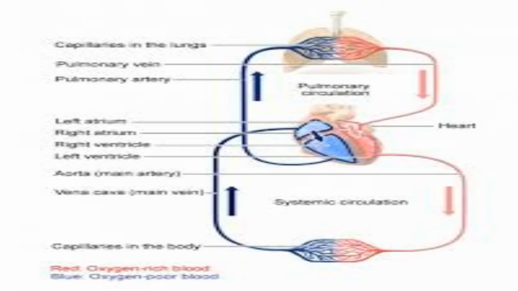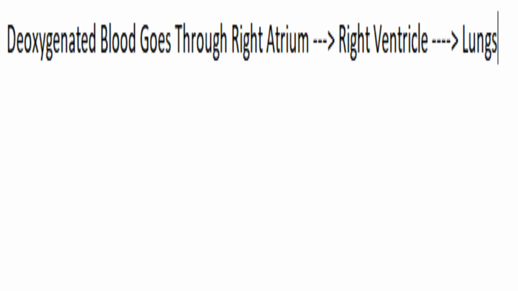From there, it's pumped to the rest of your body through the aorta, which is a very large artery. The oxygenated blood moves throughout your body, releasing oxygen and collecting CO2 or carbon dioxide. The deoxygenated blood returns to your heart and it goes through the right atrium and gets pumped back to your lungs from your right ventricle. Once in the lungs, the blood collects oxygen and releases carbon dioxide, starting the process all over again.